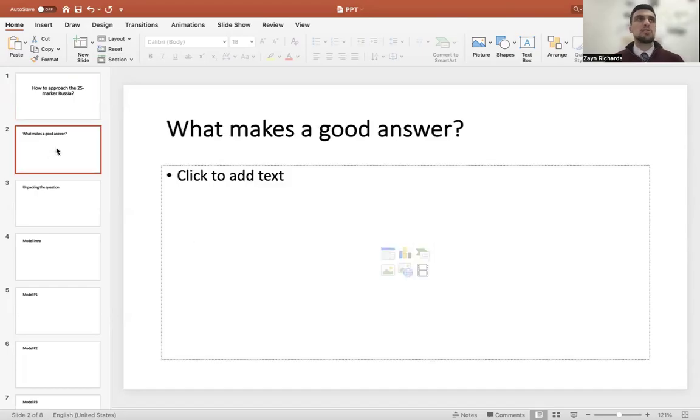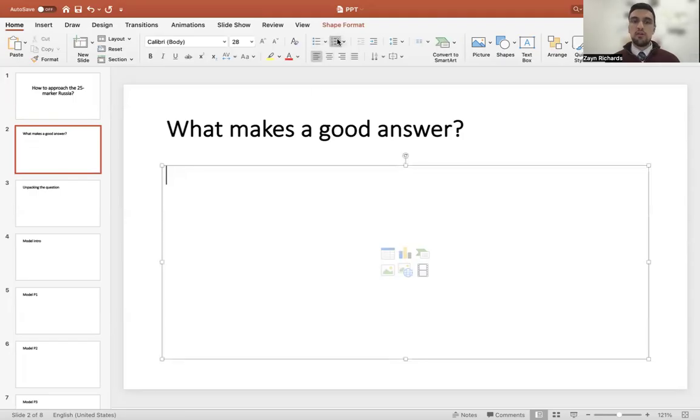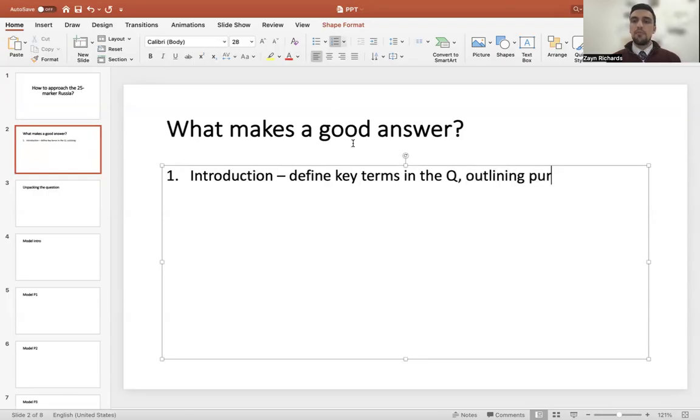So let's start by thinking about what makes a good answer, and I'll jot down on the screen some of the key ingredients. The first thing our essay should start with is an introduction. In the introduction, we should be defining our key terms in the question, and outlining our three factors and what our overall position is. When you see me write the answer in a second, you'll see that I break down each factor and what I'm saying for each one.